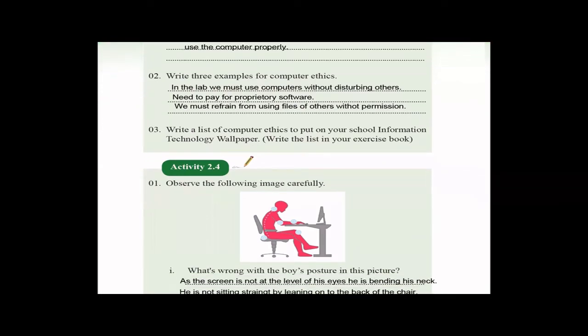So in your textbook, there are so many computer ethics. You can take 1 or 2 from there. So in the lab, you must use the computer without disturbing others, right? And you need to always pay for proprietary software. They are not free. Free open source software, yes, you can just download and use it. But if it is proprietary software, you have to pay for the license. Don't use fake and illegal products, right?